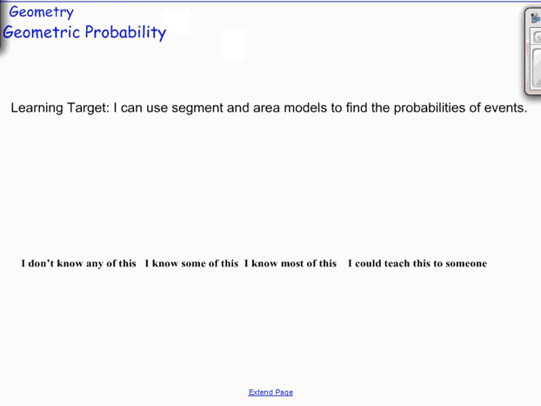Today is the last lesson of chapter 11 on area, and we end with geometric probability. So you'll be using segment and area models to find the probability of events.